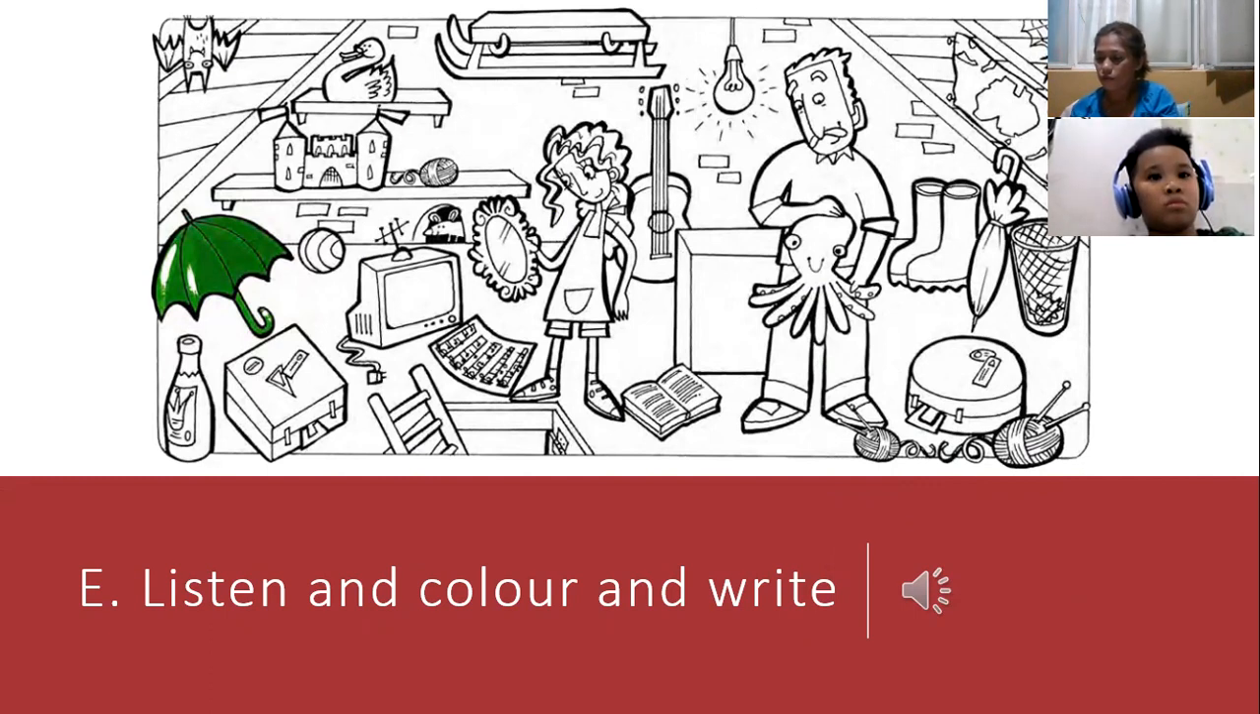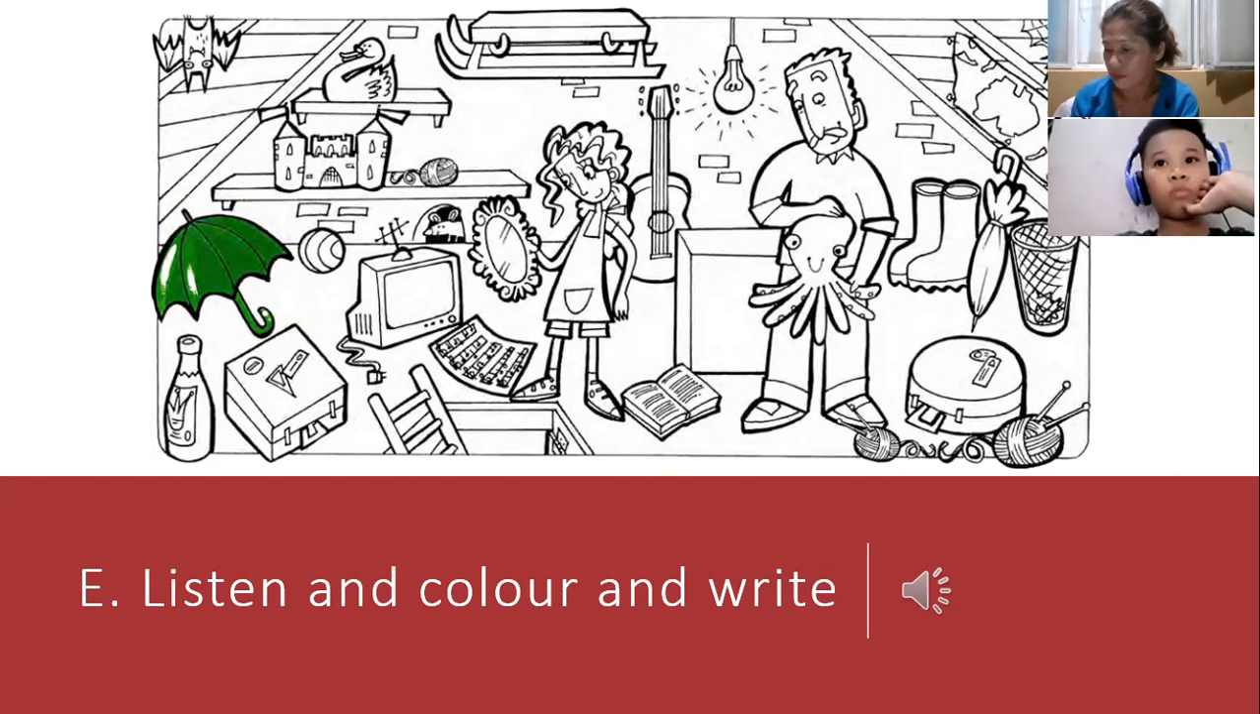This room is untidy. Yes, but Emma and her father are going to tidy it. No one usually goes there. Oh, can I color the umbrella? The open one. That's a good idea. Make it green, please. Can you see the green umbrella? This is an example. Now you listen and color and write.